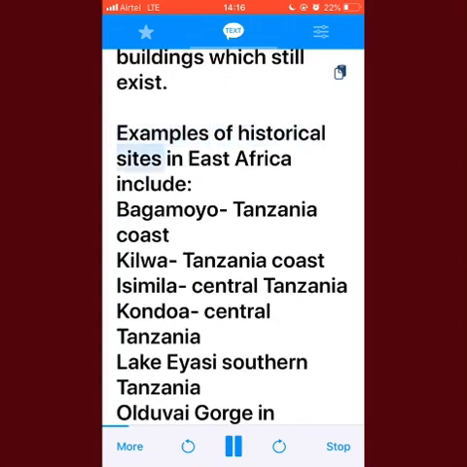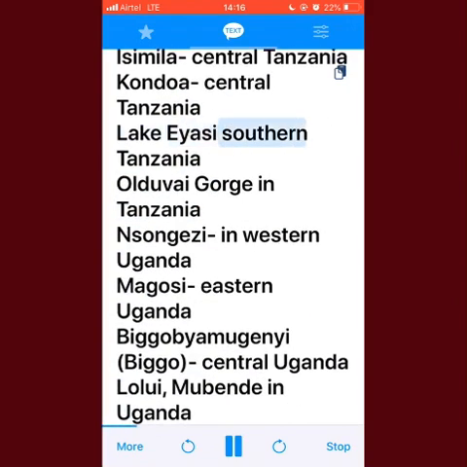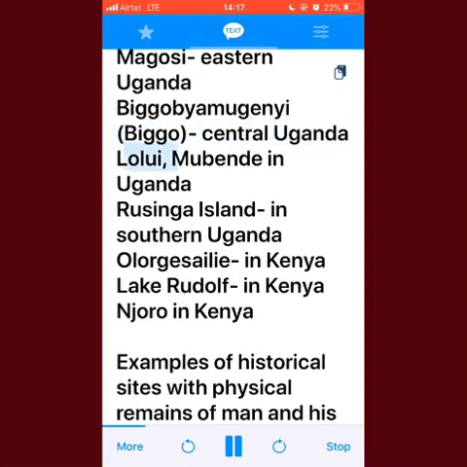Examples of historical sites in East Africa include Bagamoyo, Tanzania coast; Kilwa, Tanzania coast; Isimila, Central Tanzania; Kondoa, Central Tanzania; Leakey, Southern Tanzania; Olduvai Gorge in Tanzania; Nzanzibar in Western Uganda; Magosi, Eastern Uganda; Bagamoyo, Genai, Bigo, Central Uganda; Lalu, Muband in Uganda; Rusinga Island in Southern Uganda; Olorgesailie in Kenya; Lake Rudolph in Kenya; Njoro in Kenya.